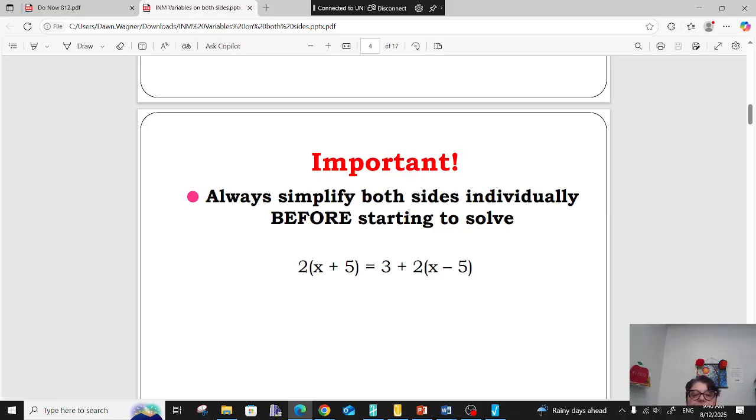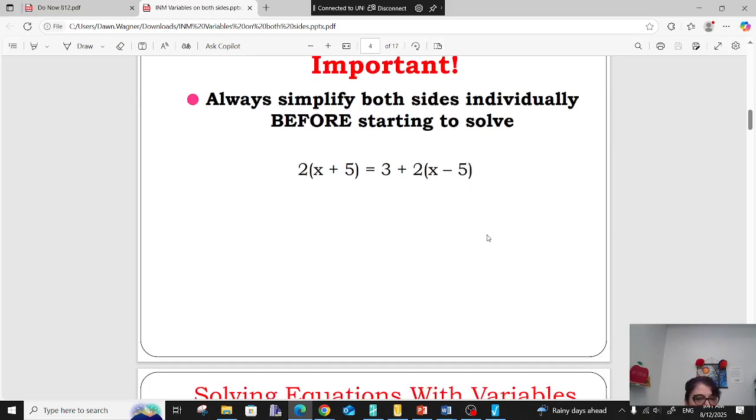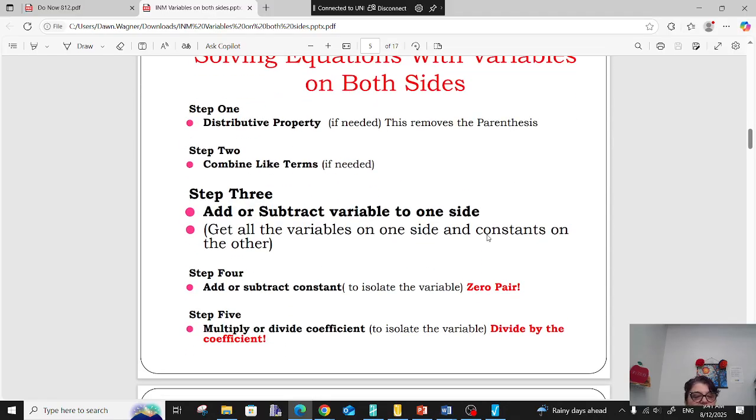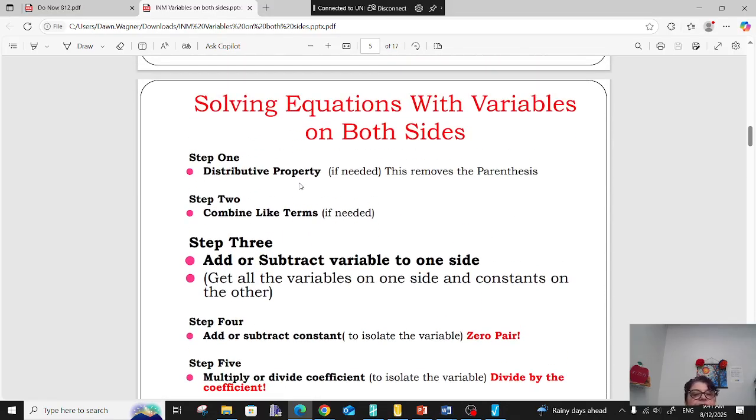Okay, always simplify both sides individually before starting to solve. You can't solve equations until it is simplified, okay? I'm not going to go through that one. I'm going to go through the steps and then maybe back up. Step 1, distributive property if needed. Anytime there's parentheses, you have to distribute through the parentheses, and that removes the parentheses. Sometimes we need to combine like terms.